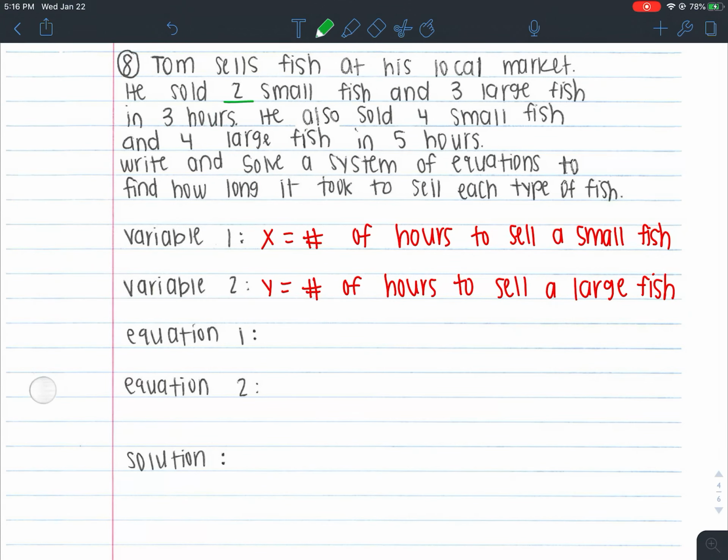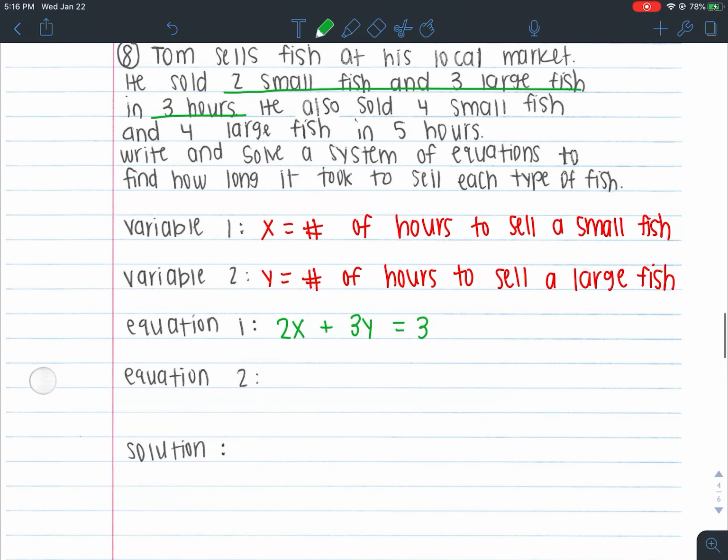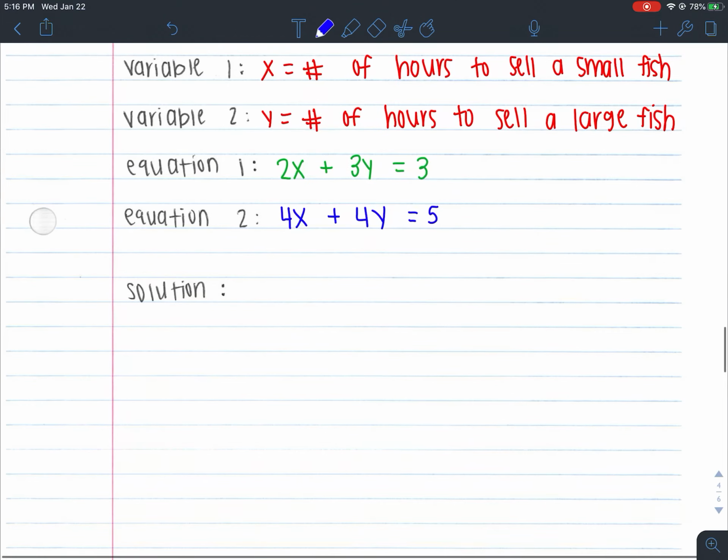Well, let's look at our 2 equations. I know that I have 2 small fish and 3 large fish in 3 hours. Remember, small fish is x, so we have 2x plus 3y equals 3. We have 2 small fish times however long it took plus 3 large fish times how long it took to equal 3 hours, right? The next equation is going to be, well, we sold 4 small fish and 4 large fish in 5 hours. So it's going to be 4x plus 4y equals 5.